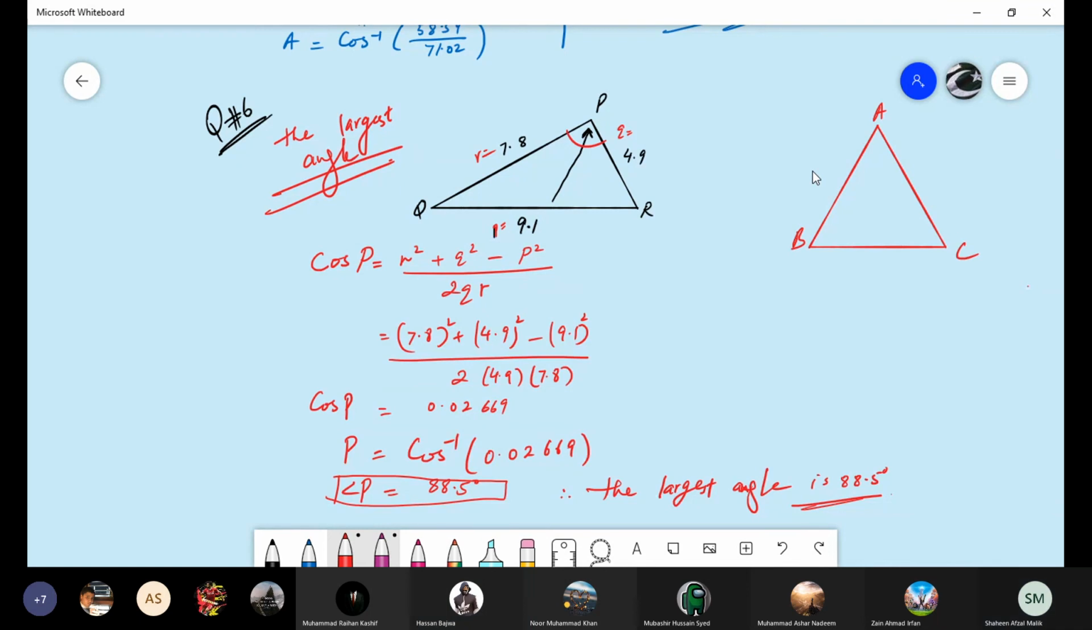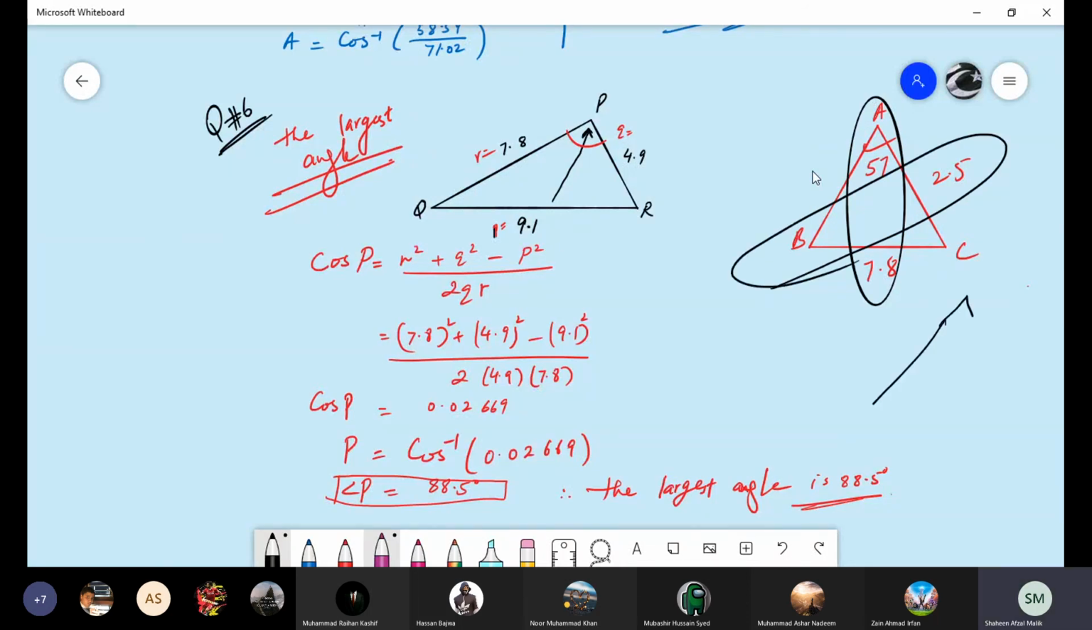Okay, this is a non-right angle triangle. This angle is 57, this side is 7.8, this is 2.5. Can we apply the sine rule? No, ma'am. Do you know why? Because we have one complete pair and one half.